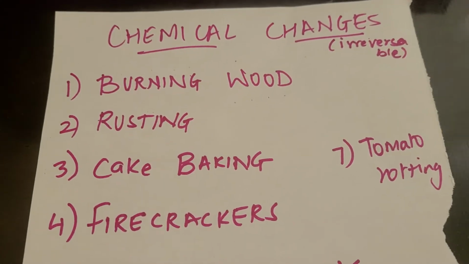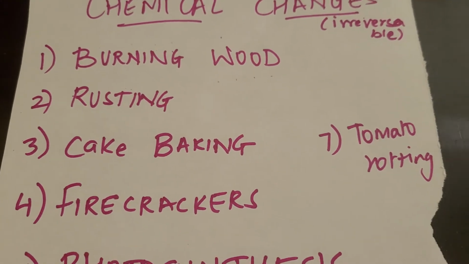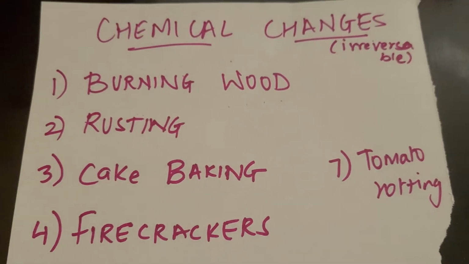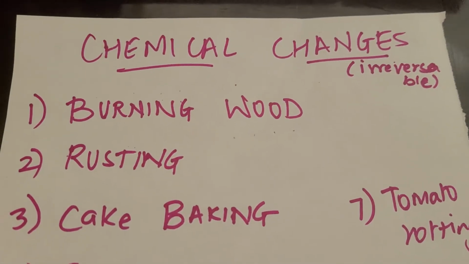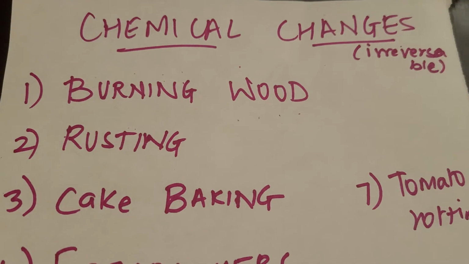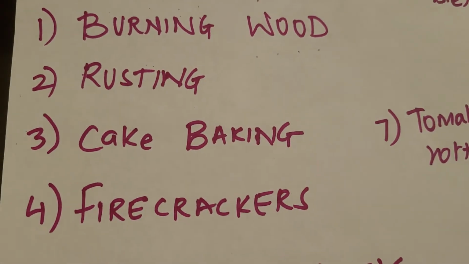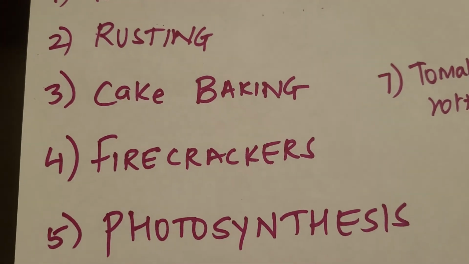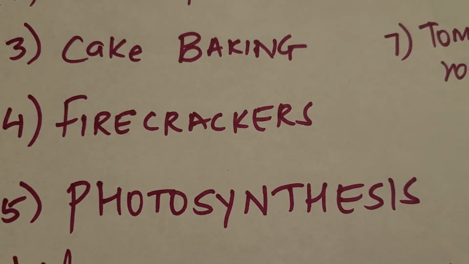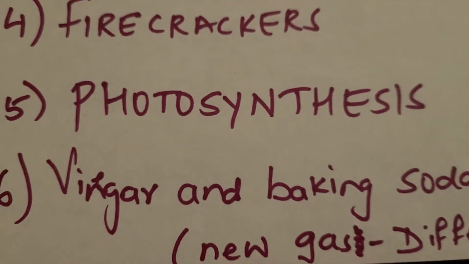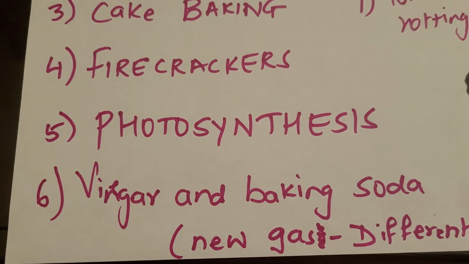These are chemical changes. These are examples. We've done one of the chemical change examples with vinegar and baking soda, and this is irreversible, so basically it cannot be reversed. So it's burning wood, rusting, cake baking, firecrackers, photosynthesis. Oh, this is the one we showed you, the vinegar and the baking soda. Go back and see one of the videos.